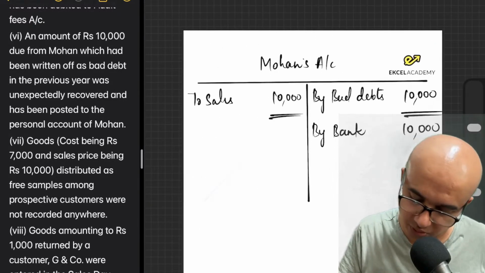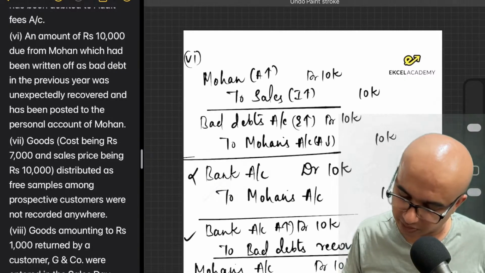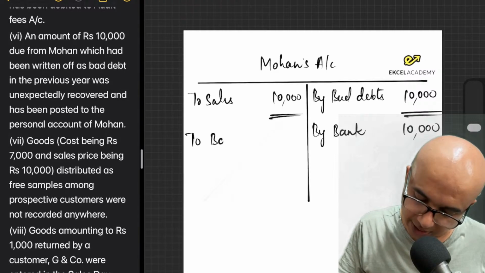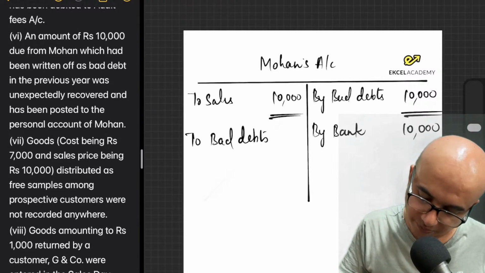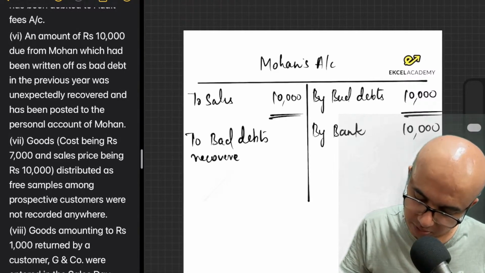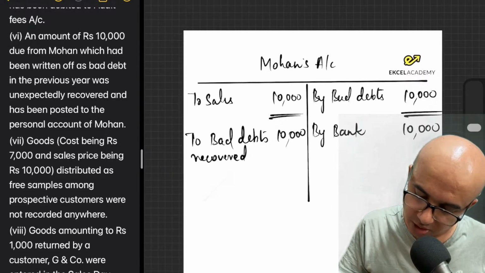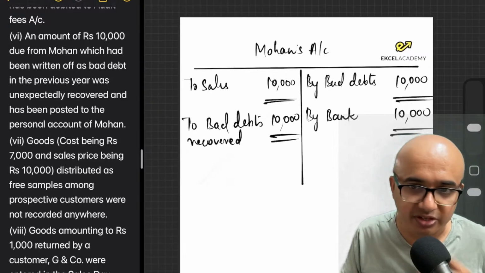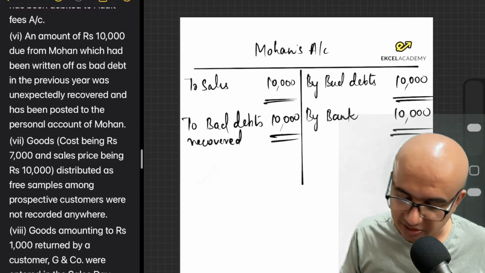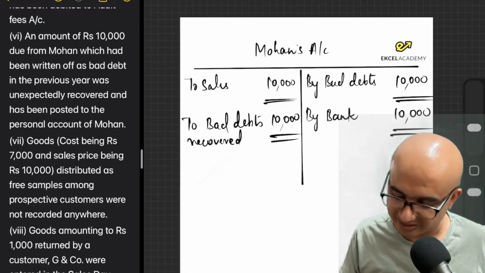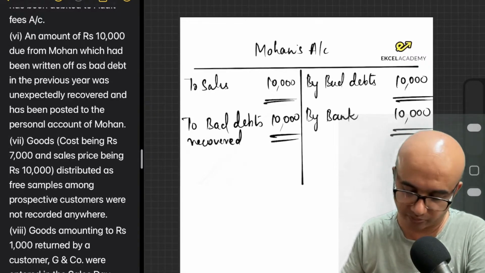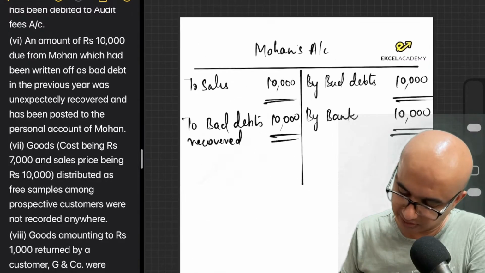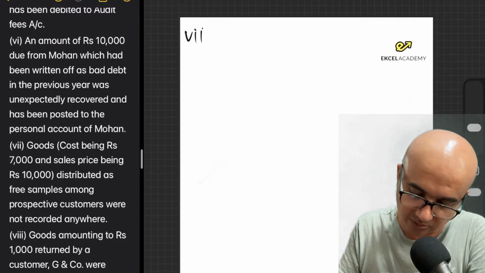Okay. So now, where were we? To bad debts recovered, 10,000. So now there is no balance in Mohan's account. It's not as if we owe him money. Whatever mistake we had made earlier, we have rectified the same. I hope it makes sense. Let's move on. So this was the 6th transaction, right? Let's move to the 7th one.